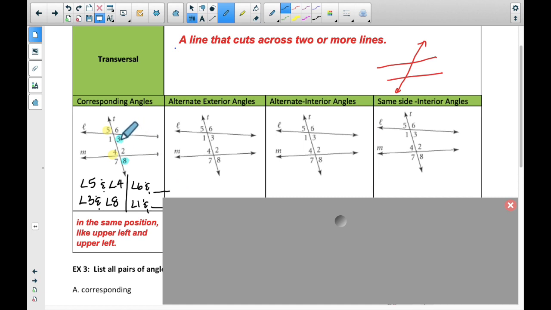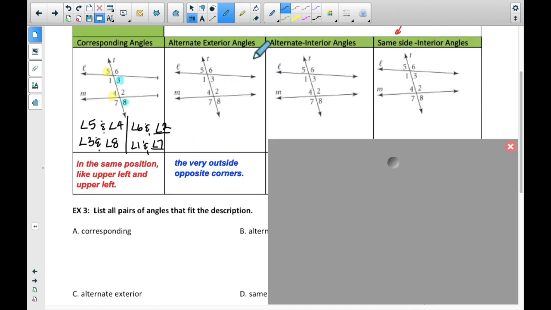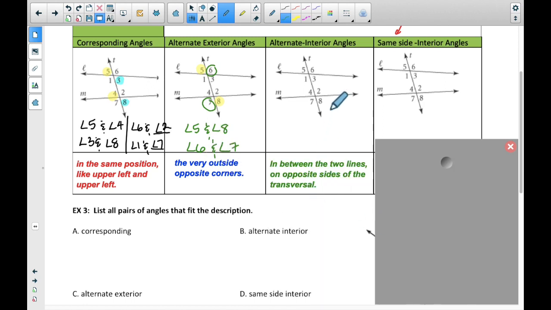So angle 6, it corresponds to angle 2. And angle 1, it corresponds to angle 7. Again, they're in the same basic position, like lower left-hand corner, lower left-hand corner. Okay, then we have these things called alternate exterior angles. They are on the very outside opposite corners. So for instance, 5 and 8, those are alternate exterior angles. There's one more pair. Can you find the other pair? The other pair is going to include angle 6. It's alternate exterior. It has to be outside and on the other side of the transversal, so it's over here, angle 7.